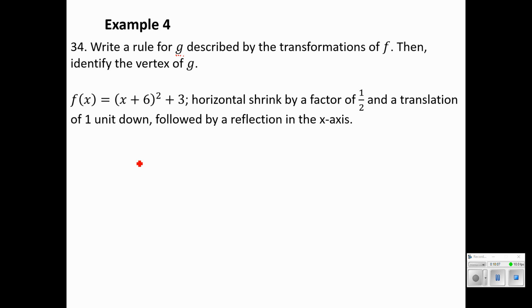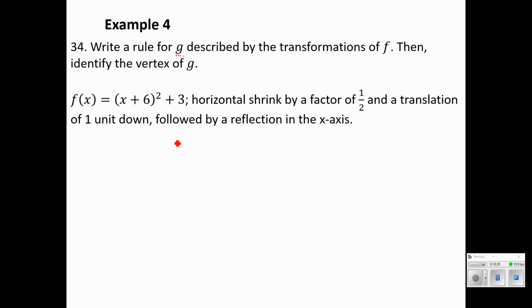So we're going to take this function f, shrink it by a factor of 1/2, and then translate it 1 unit down, and then reflect it across the x-axis. So we got a lot going on. So let's start with our f of x.